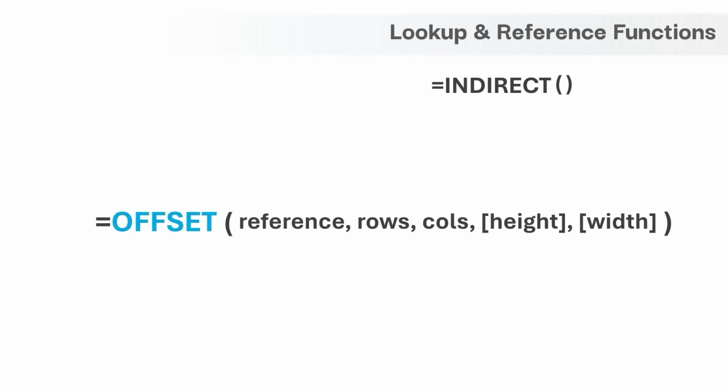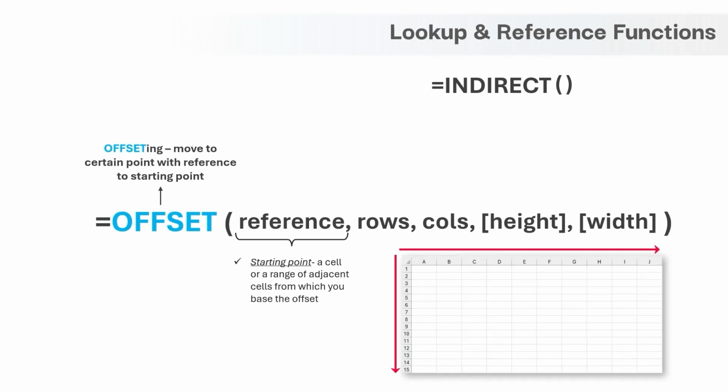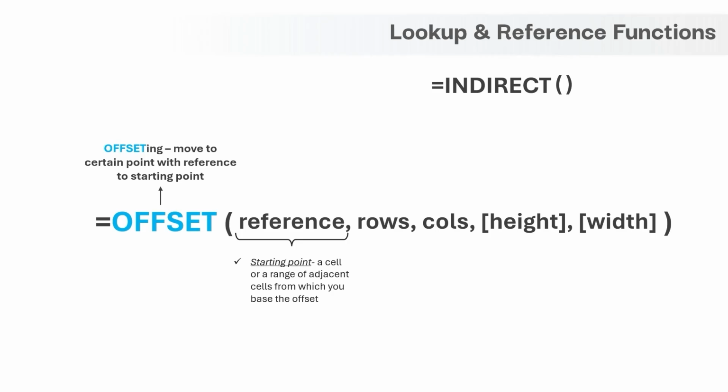The function name offset just means to move to a certain point with reference to any starting point, and as we know, this process is called offsetting. The first argument, reference, is like a starting point. It can be a cell or range of adjacent cells from which you base the offset. Since Excel has rows and columns, to perform any offset, we need to move in rows and columns. And that's what the next 2 arguments are for.